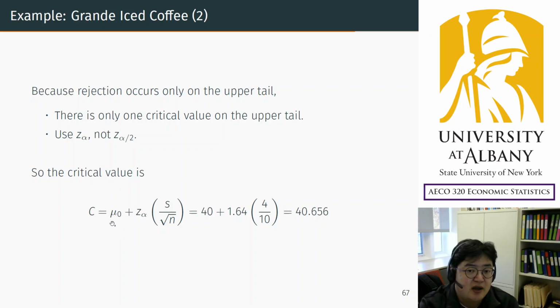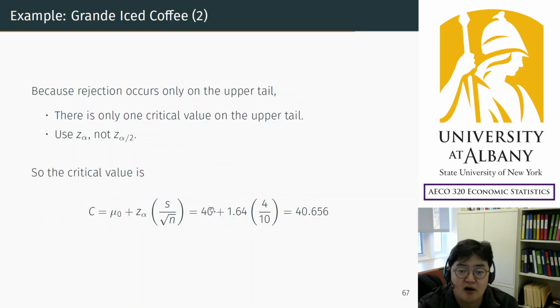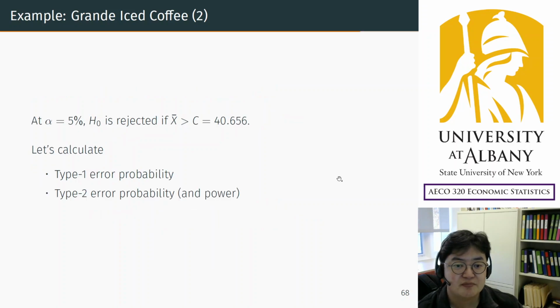Your belief, and because it is an upper tail test, you have to add something. And this number is 1.64 because we are using the 5% significance level, times the standard error. So if the sample average is higher than 40.656 degrees, then you need to worry about the temperature. It's too high. Okay. So in both cases, we are going to reject the null hypothesis.